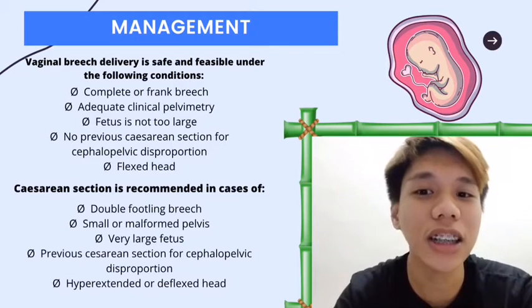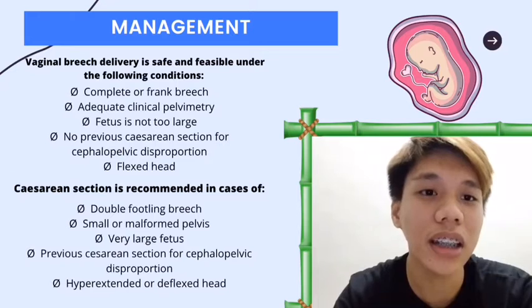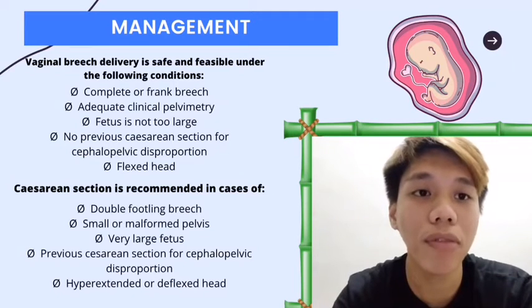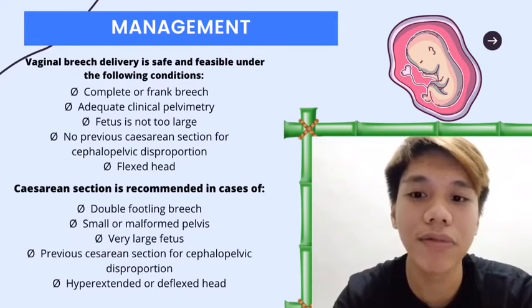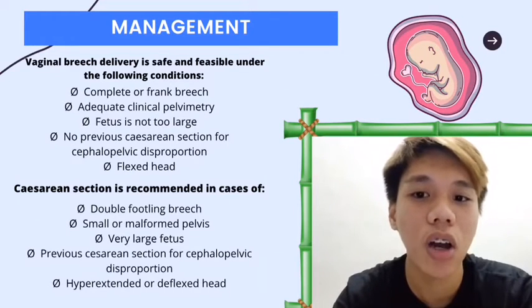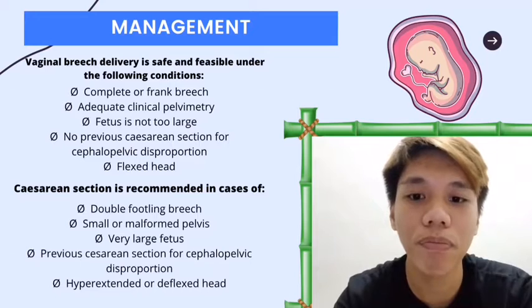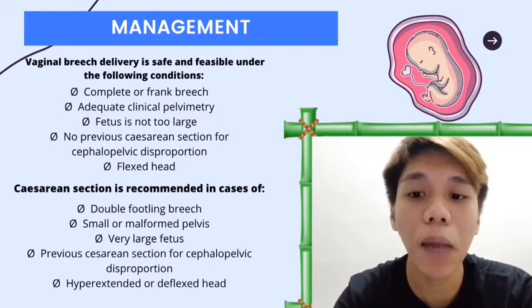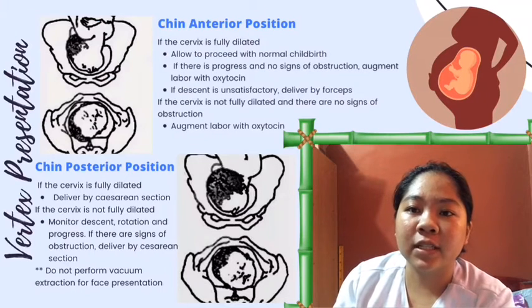So cesarean section is recommended in cases of, first, double footling breech, second, small or malformed pelvis, third, very large fetus, fourth, previous cesarean section for cephalopelvic disproportion, fifth, hyperextended or deflexed head. For the face presentation, we have chin anterior position and chin posterior position.